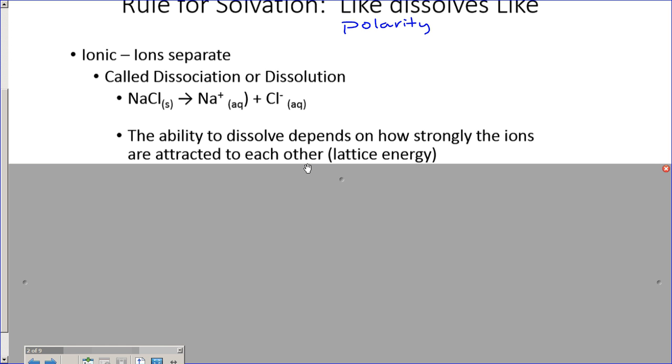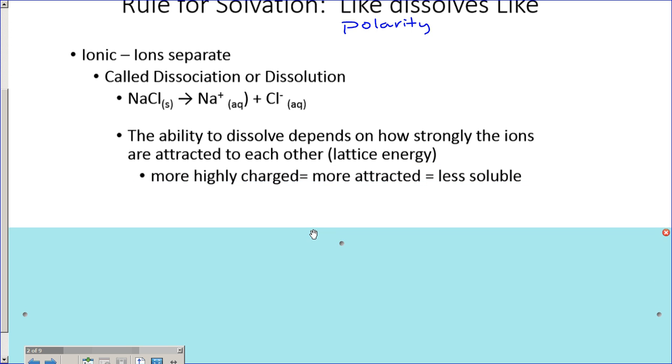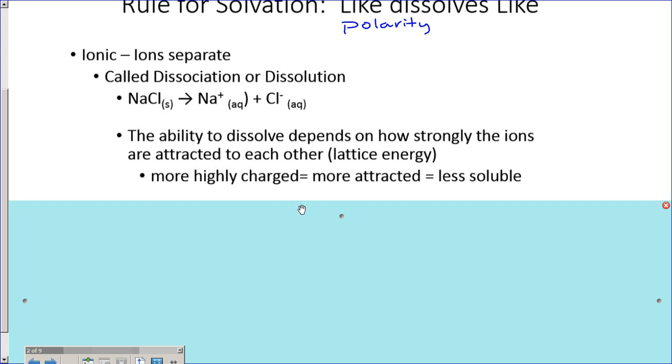Those ions are not very attracted to each other, and because of that, they can be more attracted to the polarity of the water molecule. So that is loosely what we call lattice energy. Lattice energy depends on charge product for us. So multiply those charges together. The higher the value, the less soluble the compound. So you can see there, more highly charged ions means they're more attracted to each other, less attracted to the water, and therefore less soluble.